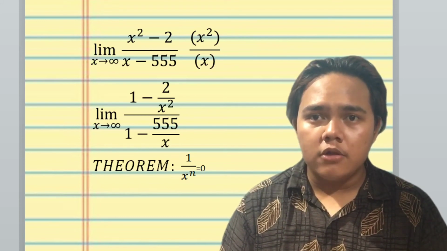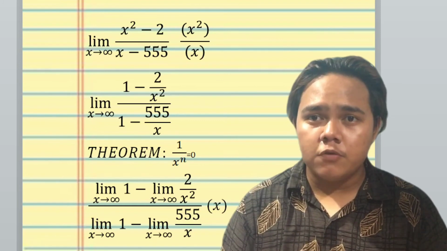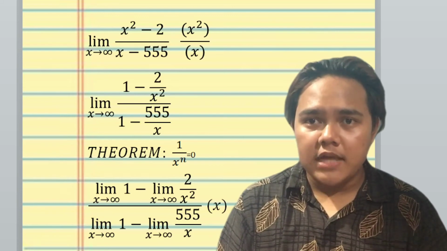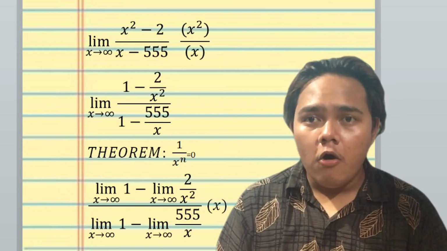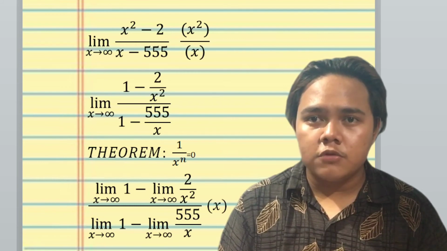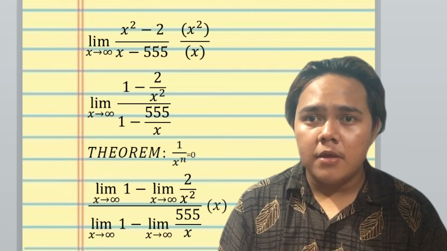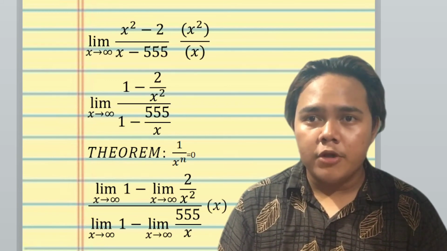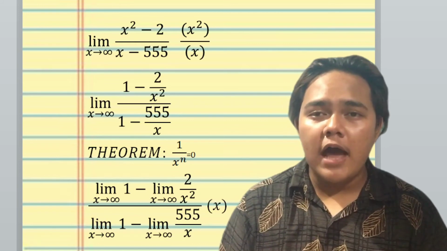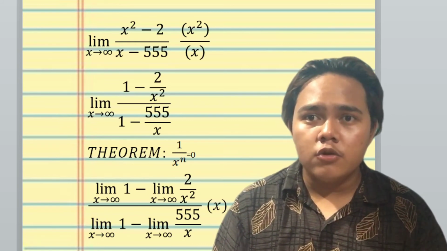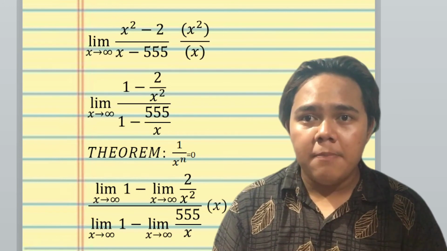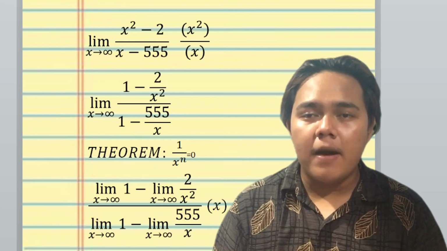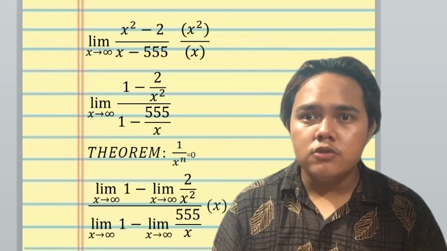So magiging outcome nito is limit of 1 as x approaches to positive infinity minus limit of 2 over x squared as x approaches to positive infinity over limit of 1 as x approaches to positive infinity minus limit of 555 over x as x approaches to positive infinity multiplied by x. So, saan nga ba galing yung x? Galing ito doon sa ginamit natin pang factor. Since magkaiba siya, so i-divide natin to. X squared divided by x is equal to x. May paggagamitan tayo ng x sa susunod nating equation.